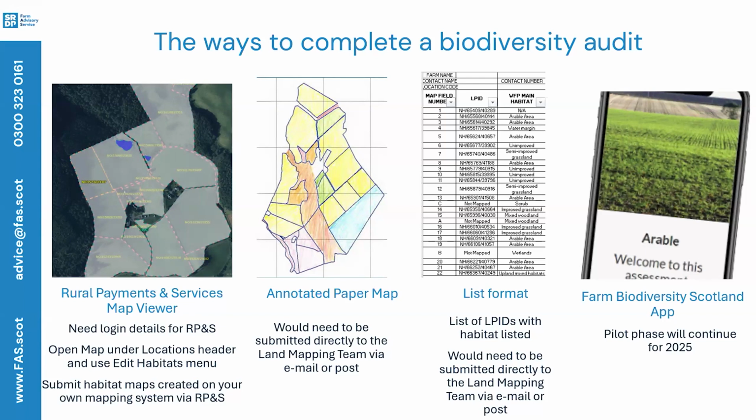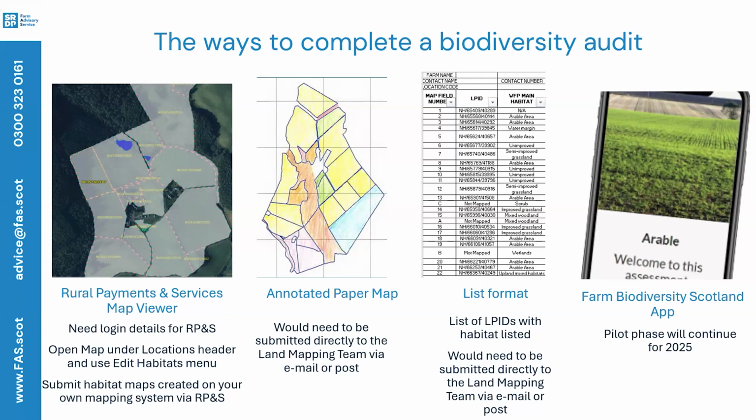The second method is that you can annotate a paper map. So take a map of the farm and then mark on it yourself the habitats present. The example I've got on the screen does use colours, but you don't need to use specific colours as long as you include a key alongside the map that explains what you have marked and what coding and system you've used to identify the habitats. The one main thing to note about this one is that if you use the annotated paper map, you would need to submit that map directly to the land mapping team via email or post, versus it being on the Rural Payments and Services Map Viewer system already.